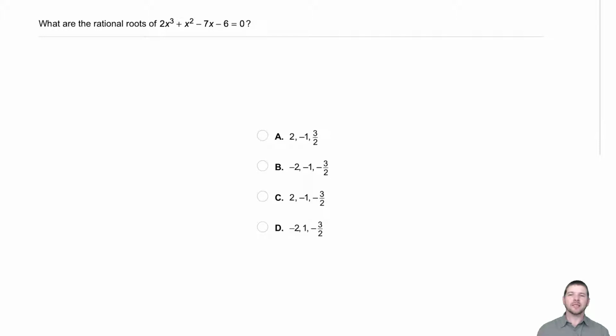Your turn. What are the rational roots of 2x cubed plus x squared minus 7x minus 6 equals 0?